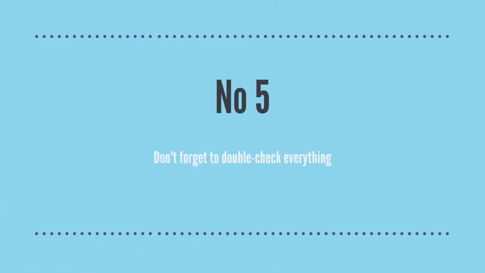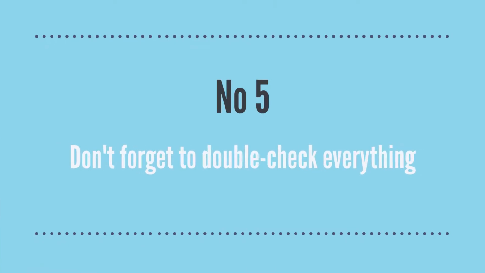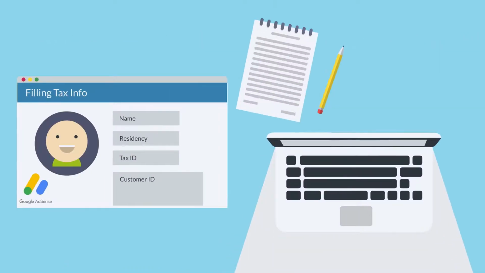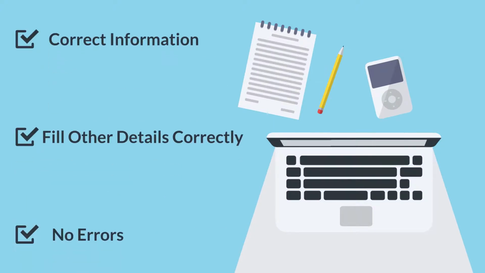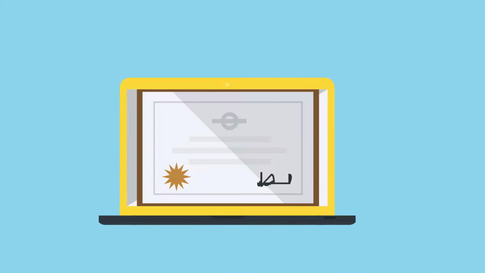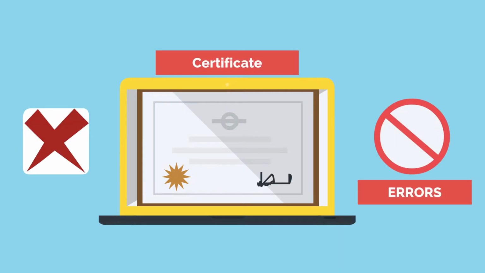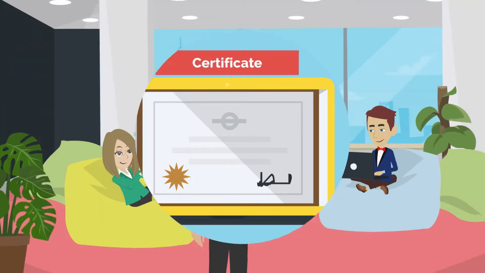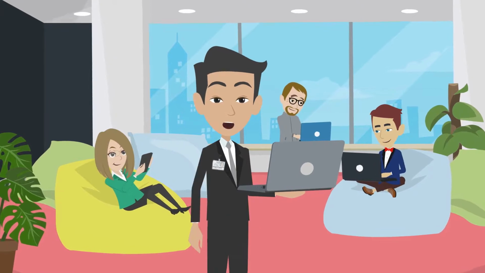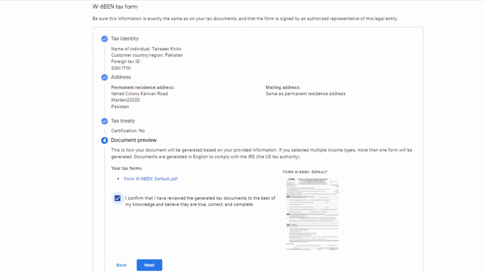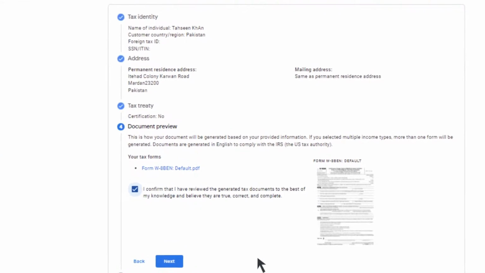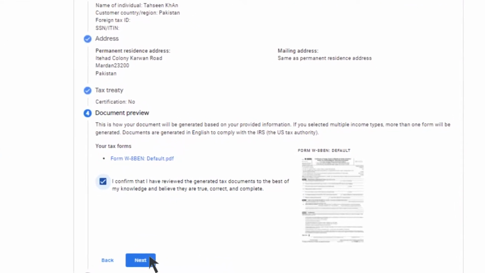Number 5. Don't forget to double-check everything. Once you've finished, go over the form again to ensure that all of the information is correct and error-free. Of course, you don't want to end up with a certificate that is riddled with errors. That would be a nightmare, trust me, so handle it with care. Once you're certain that everything is perfect, hold your breath and click on the Submit icon. Yup, you did it.